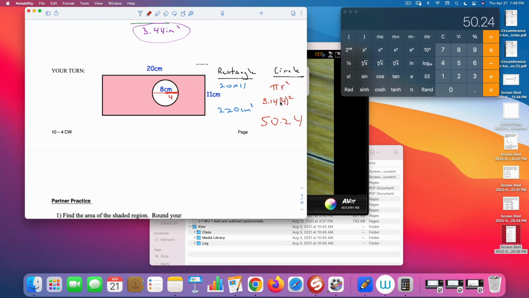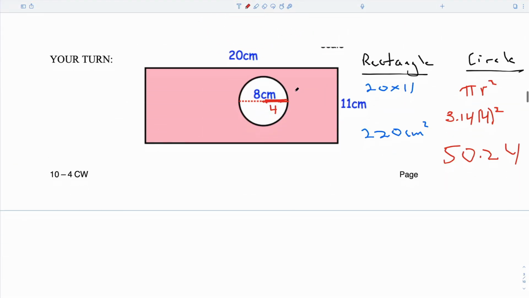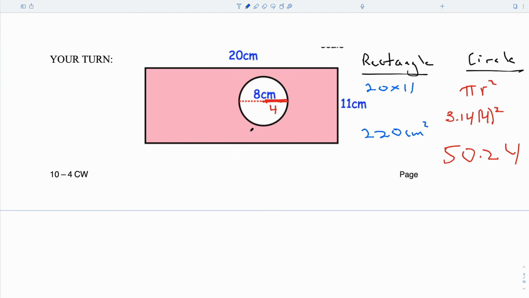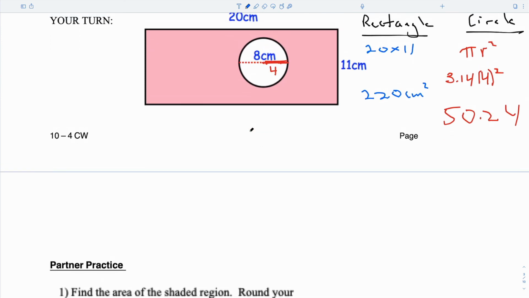You have the area of the rectangle and the area of the circle. What's my last step, Christina? If they cut out the circle, what do I have to do to those 2 numbers? Do I add them or subtract them? Is this circle kind of an extension of this and added on like that? Or is it in the middle of it? It's in the middle, right?